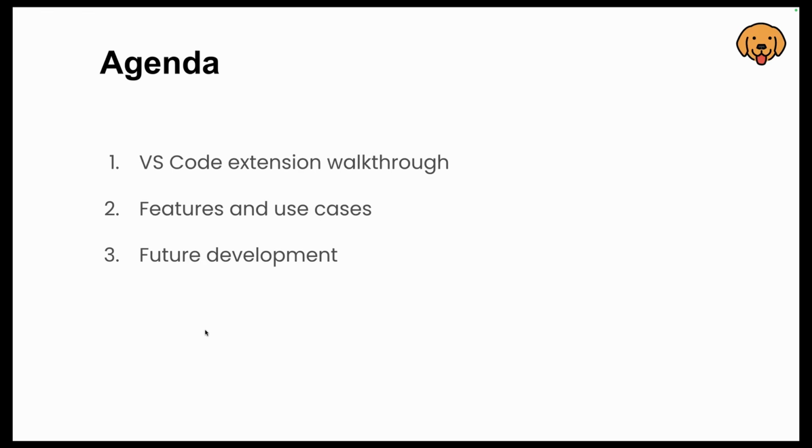The second thing we have is features and use cases. What are the different features we introduced, as we have had different releases for the VS Code extension since last week, and what future development is going to happen. A lot of community folks ask whether it's going to be a part of the Bruno repository or a separate repo, and whether it will be open source or not. So we are going to discuss that. First we will start with the VS Code extension walkthrough, and then we will go through them one by one.